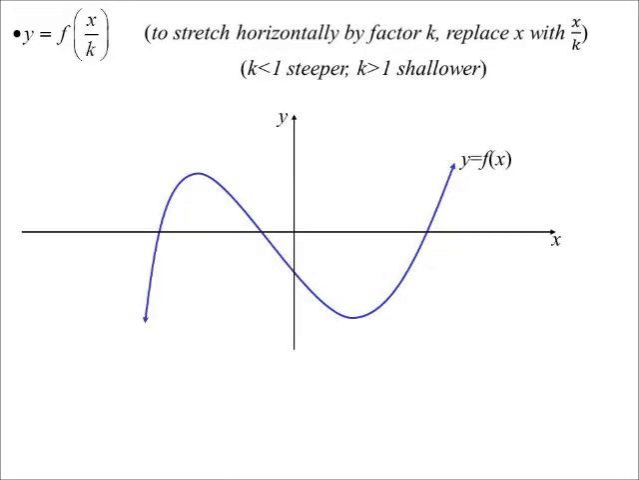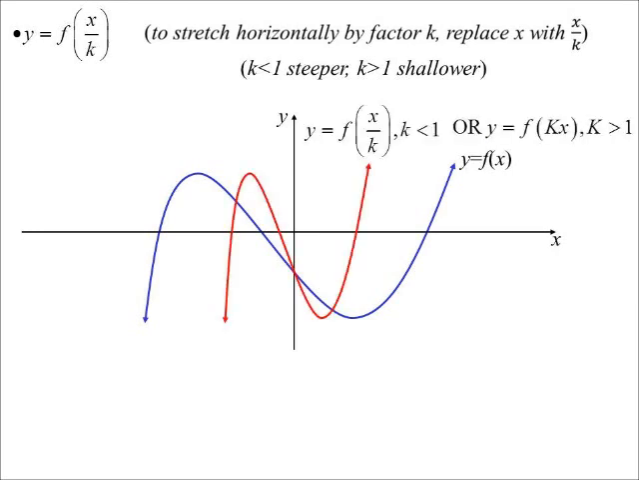Whereas when it's grouped with the x, again we think of it as x divided by the k, same as the other one could be written as y divided by the k, it gets stretched. The interesting thing is, if k is less than 1, it ends up getting steeper, and if k is greater than 1, it ends up getting shallower.